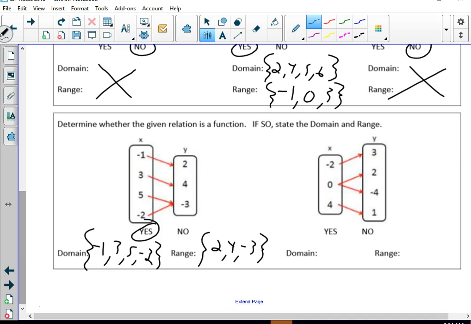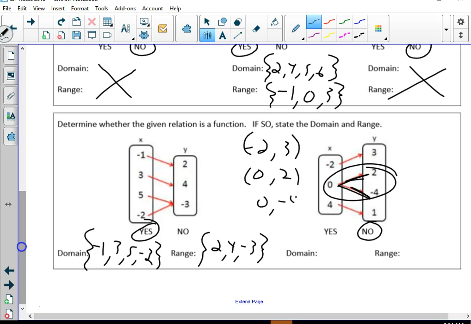Do I have any repeats of my x? Huh? You do. It's not written twice, but doesn't 0 go here and here? Right? So, it's kind of like a hidden trick. Okay? So 0, I could write this. Couldn't I write this like this? -2, 3, 0, 2, 0, -4, right? Remember, mapping can have repeats. So the answer is no, so we don't have to do anything here.